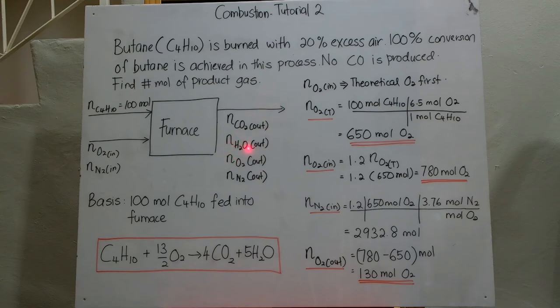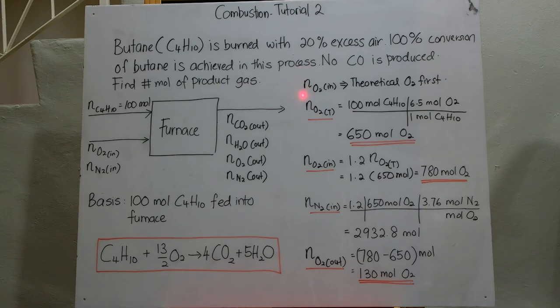We produce water. Since it says 20% excess air, then we expect to have excess air coming out in the product line. And since we have one unreacted compound, N2, now we have N2 going out. N2 in will equal N2 out because N2 does not participate in this combustion process. So in order to find nCO2 out, nH2O out, nO2 out, and also nN2 out, we must start with oxygen. The easiest one will be oxygen because we know we have 20% excess air. But we can calculate what will be the O2 first.